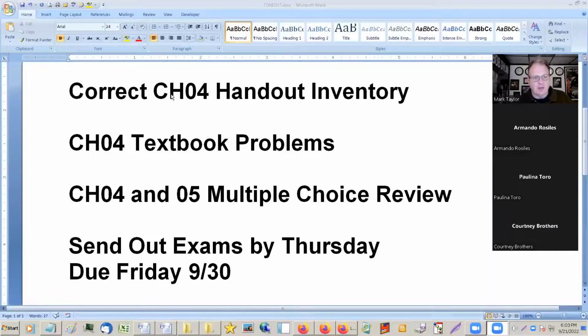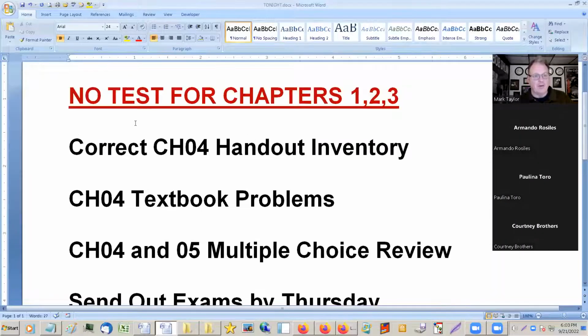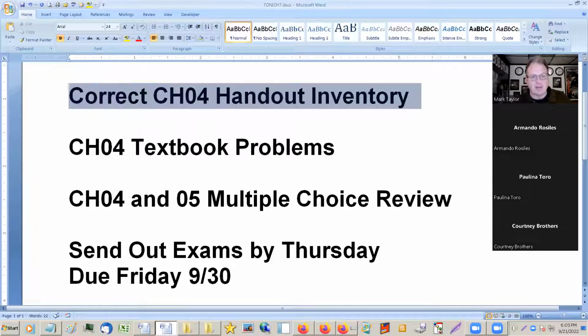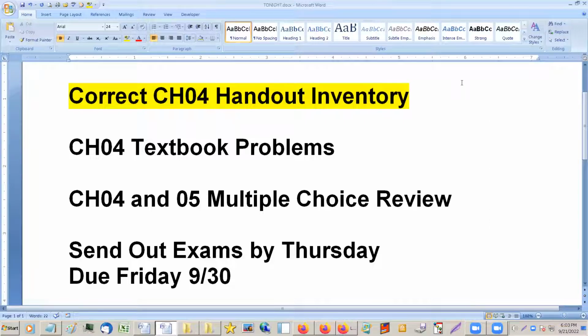Today we are going to do a couple things. First thing I have to do, which is quite embarrassing, is correct something I did wrong in the Chapter 4 handout. It's triply embarrassing because it's under US GAAP. So if I'd made it under international standards, it might be okay, but it's not a big thing, I don't think. Anyway, correct the Chapter 4 handout on inventory.